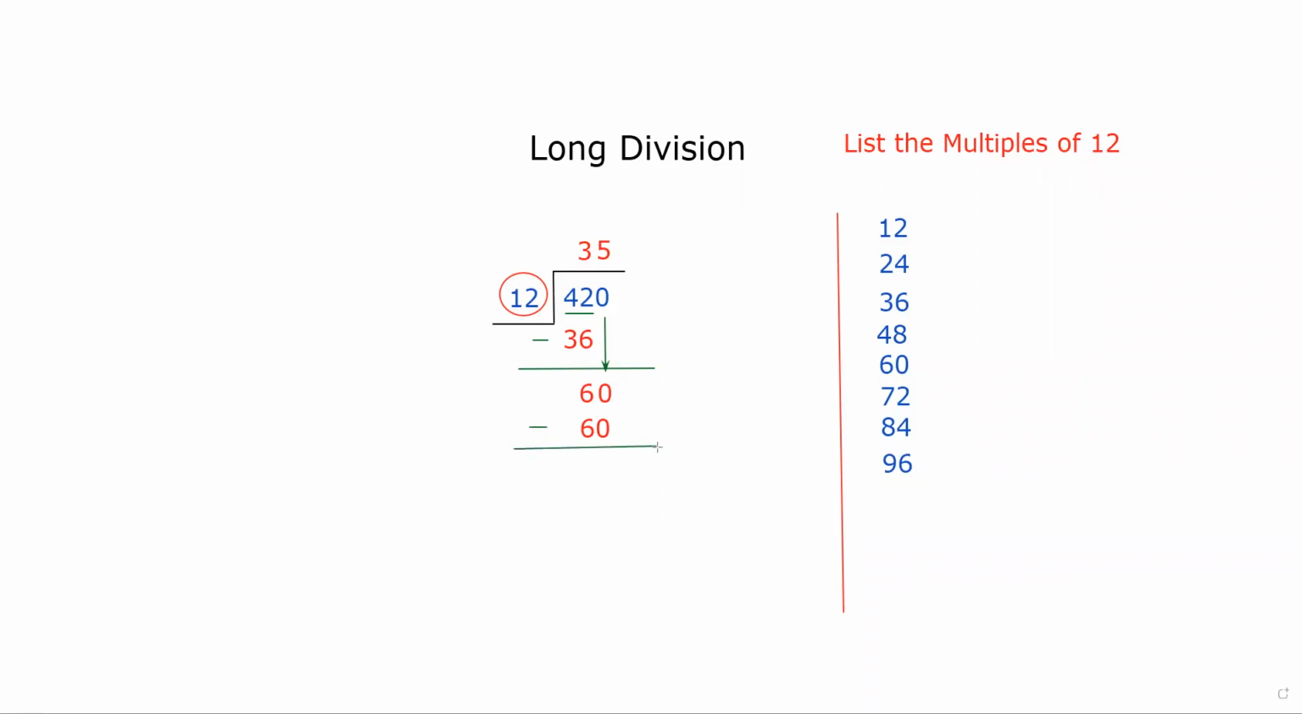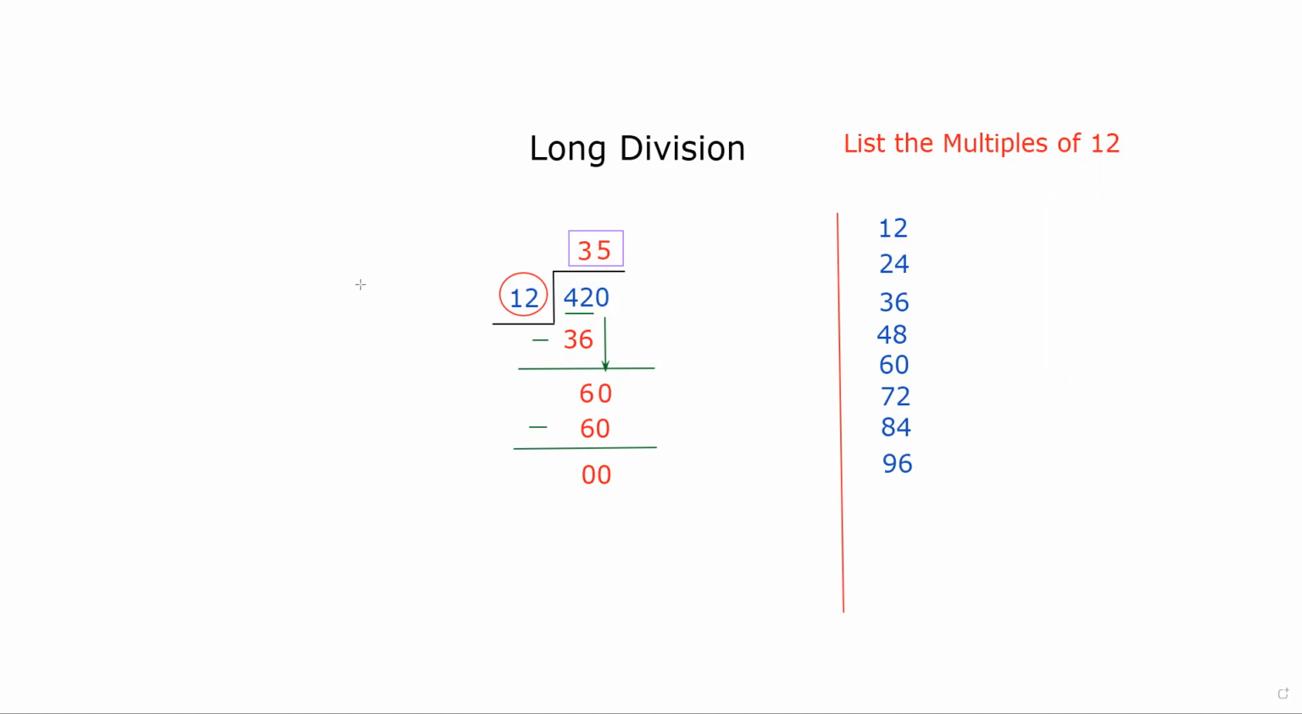And then our final answer is going to be 0, 0. So we have no remainder in this problem. So my final answer is going to be 35. Okay, I'll do another example with the remainder, but this is the process of how we can do the long division.